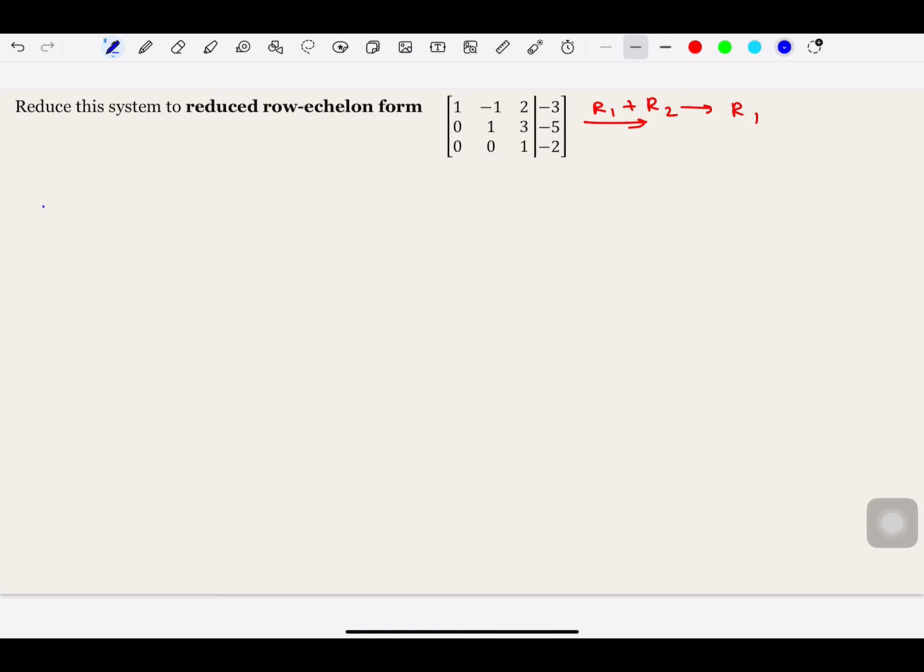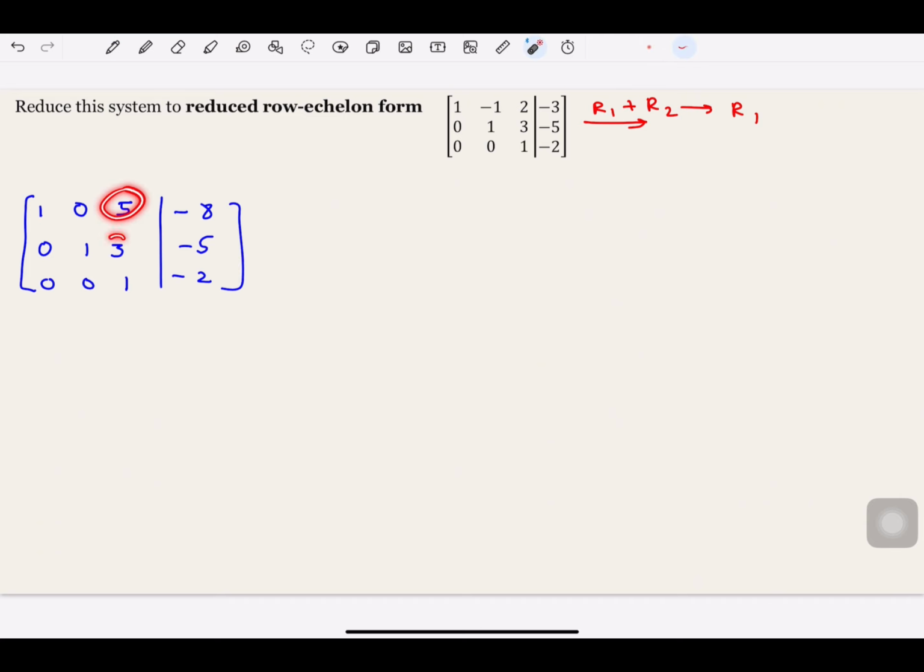So the result is going to be 1, and you have to add these two rows together, column by column. 0 plus 1 is 1. -1 plus 1 is 0. And then 2 plus 3 is 5. And you add these two numbers, it's going to be -8. The other two rows are going to stay as they are, like this. Now I need to remove this 5 and 3.